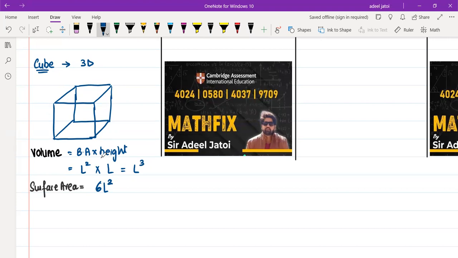So what is the surface area? Surface area is the area of all the shapes in the figure. The cube is a six-sided figure, and all the sides are made up of squares. So the area of the square is L square, and how many sides do we have? We have six. So it should be 6L square in total, and that will be your surface area.